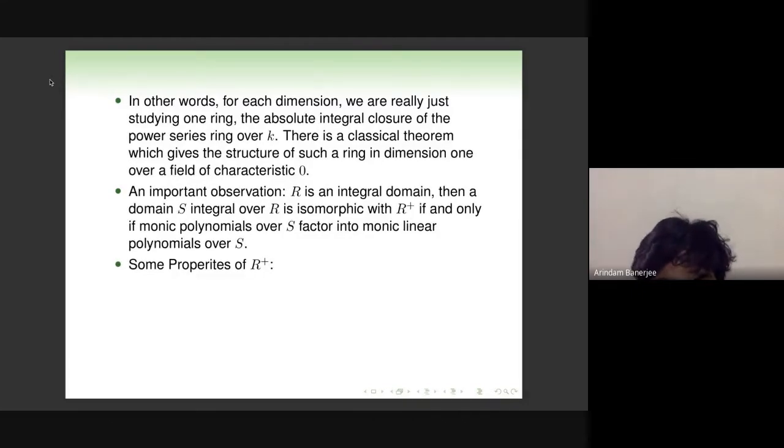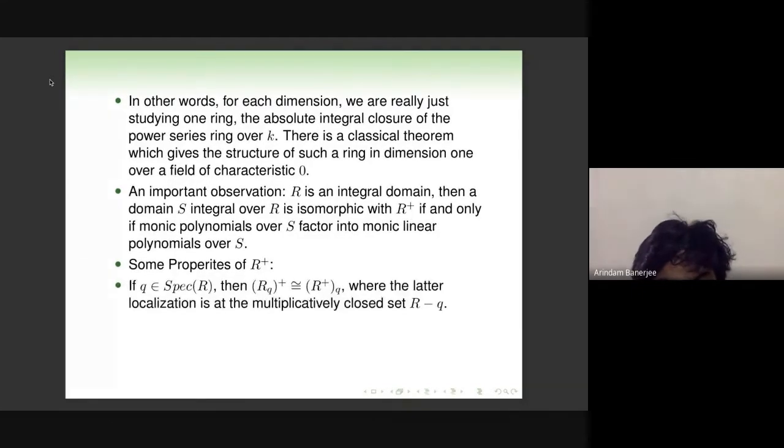Some properties of R plus. The first one is that it commutes with localization, where the second localization is with respect to the multiplicatively closed set R minus Q. The same is of course true for the first one also, but that's just the usual localization at a prime ideal. So the absolute integral closure of a localization is the localization of the absolute integral closure. This actually isn't very hard to prove. Just writing the equations will give it.